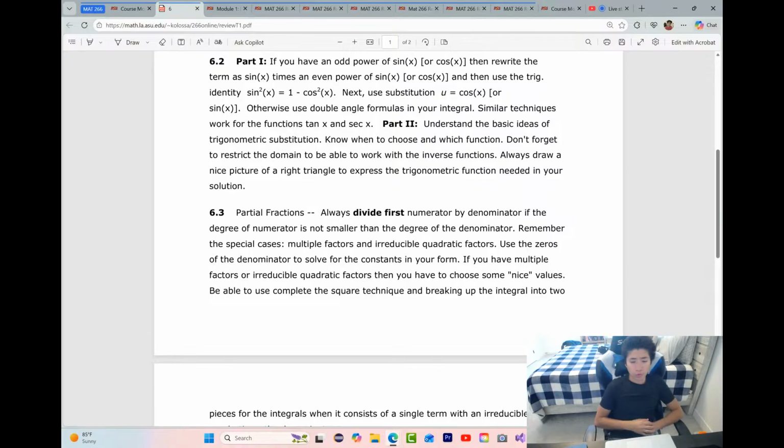Know when to choose which function. We have our table right here and we should memorize it. Don't forget to restrict the domain to be able to work with the inverse functions, from negative pi over 2 to pi over 2. Always draw a nice picture of a right triangle to express the trigonometric function needed in your solution.